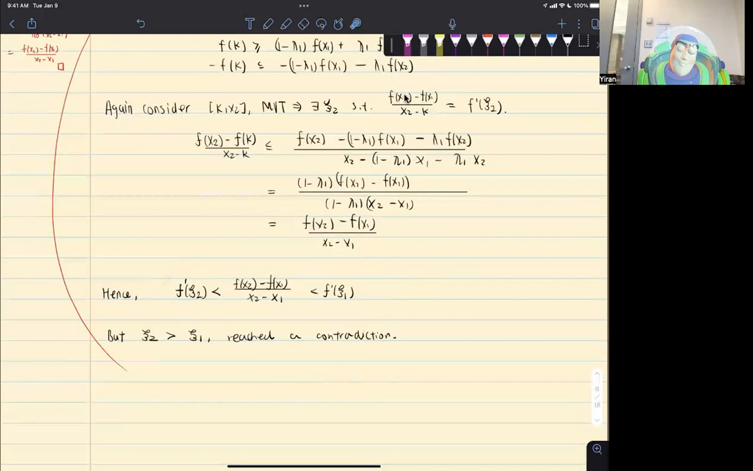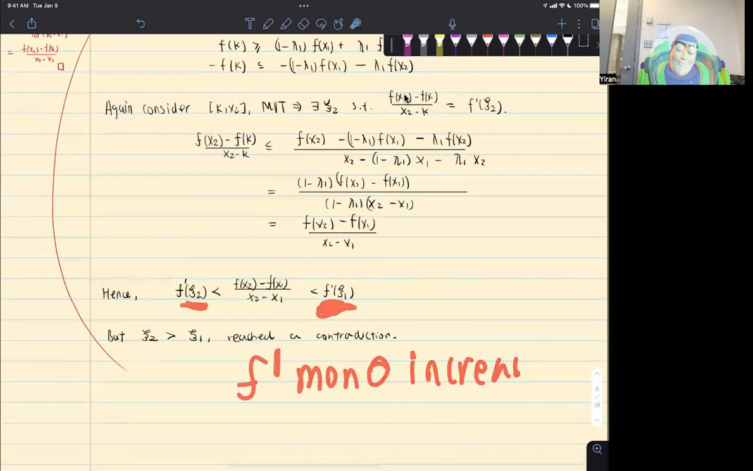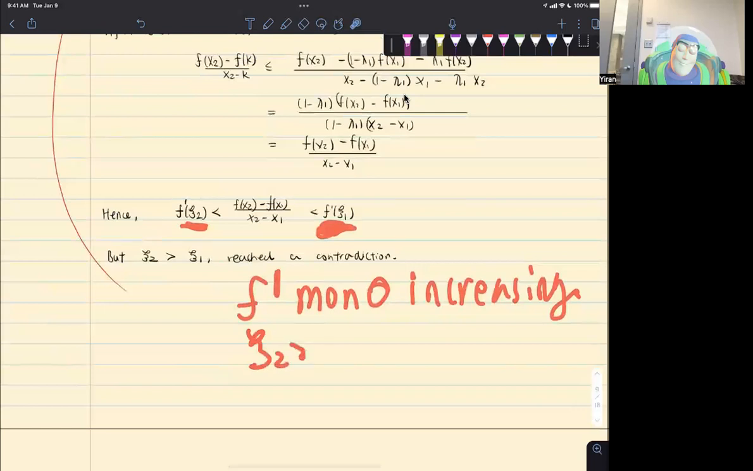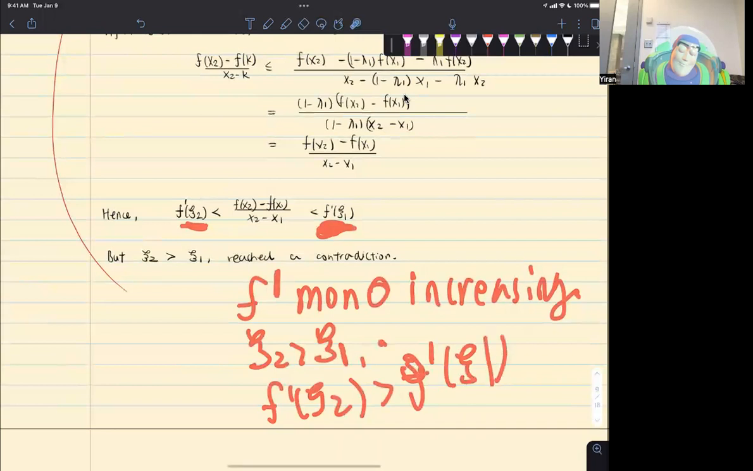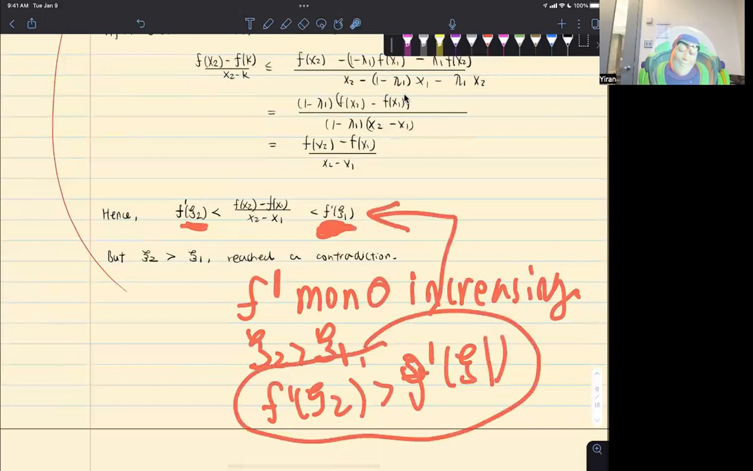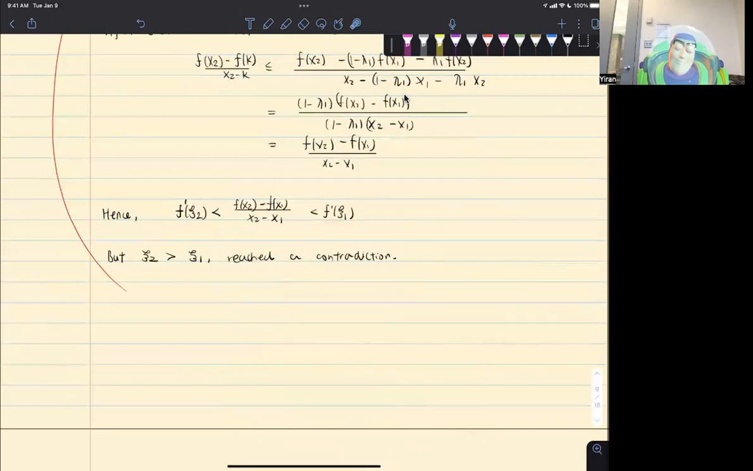Let's see. How is that a contradiction? Well, we have this ordered, but we know that f prime is monotonically increasing. And because that is monotonically increasing, given C2 larger than C1, f prime of C2 is supposed to be larger or equal than f prime of C1. But we see the opposite here, so we reached the contradiction. And that is the proof.